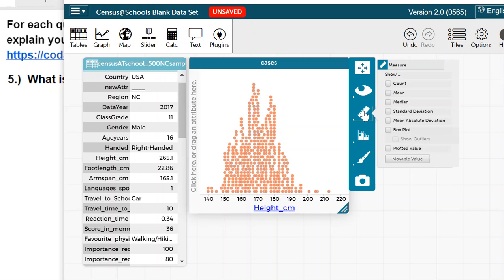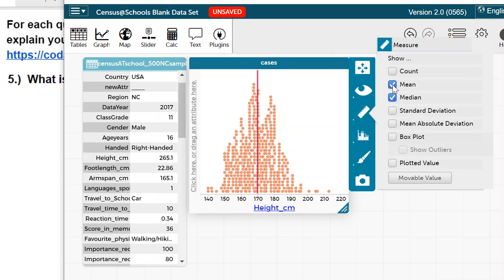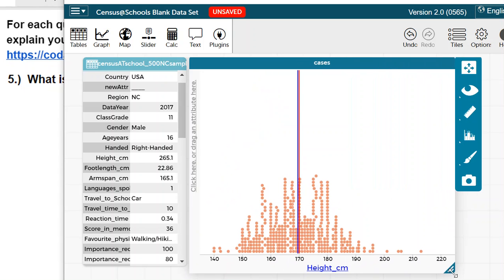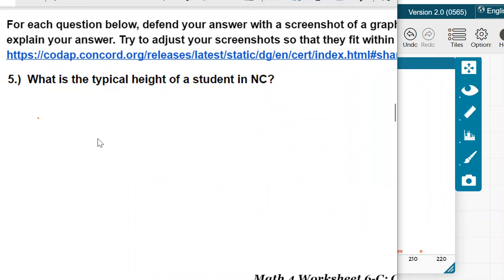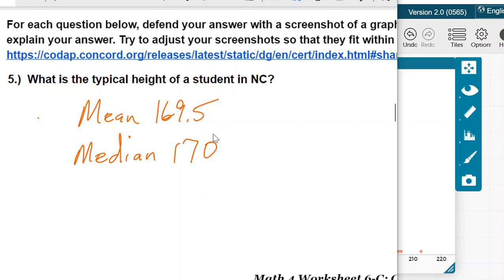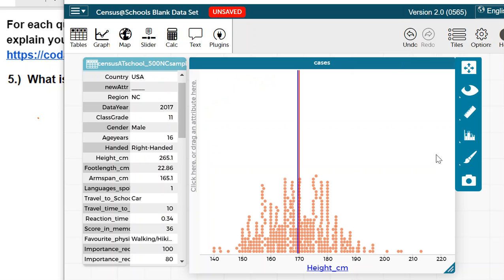Now, look at what happens when we do mean and median. You almost can't tell them apart. I literally have to drag it down this way to where I can get between the two. The mean is 169.5 and the median is 170. All right. And I'll say this, when you have both the mean and the median landing on the same number practically, that's an indication that you've probably found the middle. That makes your job easy when that happens.